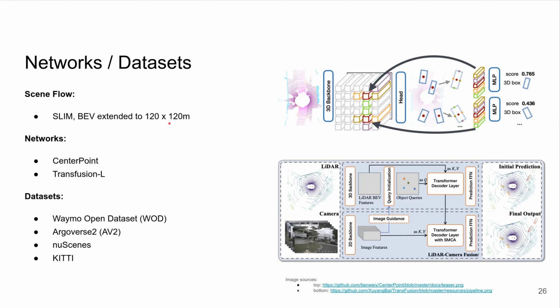For our experiments, we use the SLIM network for self-supervised LiDAR scene flow and extend it to 120 meters range. For the object detection networks, we use CenterPoint, a convolution-based architecture, and we also use TransFusion-L, a transformer-based architecture. We conduct experiments on the Waymo Open dataset, Argoverse, nuScenes, and KITTI dataset, using the same hyperparameters for all experiments and datasets.